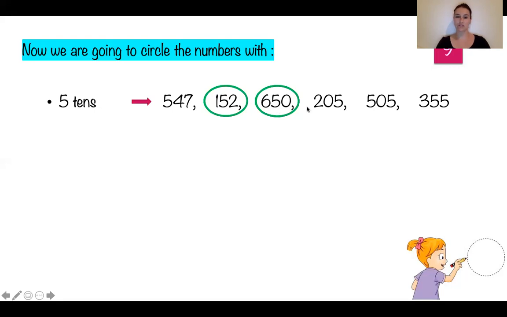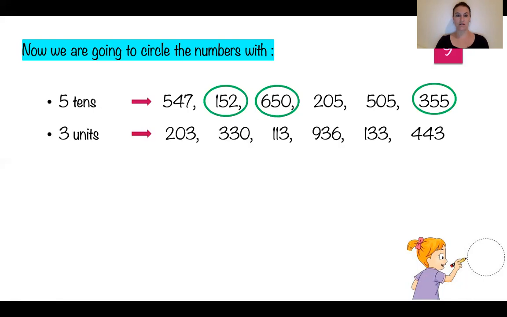We can circle it. The next number, there are no tens in that. The number is 205. We can't circle it. The next number is 505. Again, there are no tens. We can't circle it. And the last number is 355. We can circle it. There are 5 tens. Okay. I'm going quite quickly, but you guys are familiar with all of this.